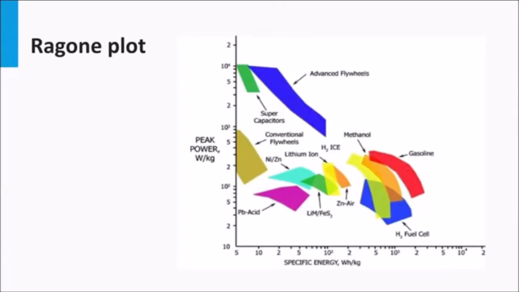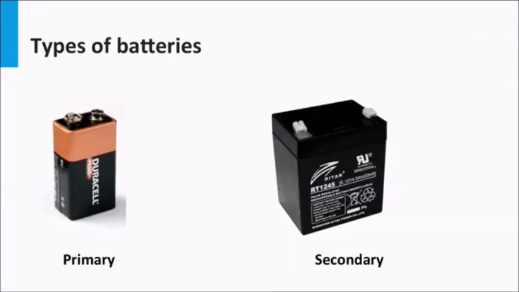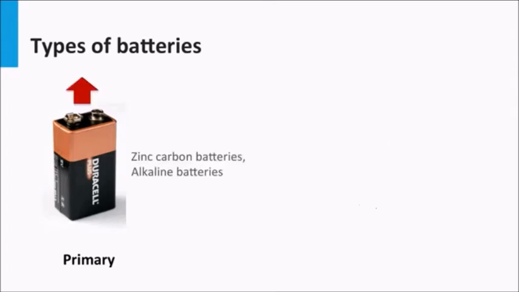I will therefore focus on the battery technology in this block as a viable storage option for PV systems. Batteries are electrochemical devices that convert chemical energy into electrical energy. They are mainly classified as primary or secondary batteries. Primary batteries irreversibly convert chemical energy into electrical energy. Examples include zinc-carbon batteries and the alkaline batteries.